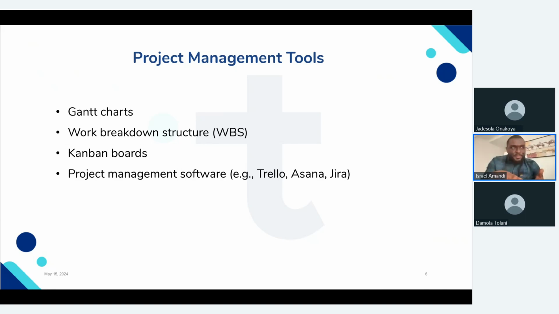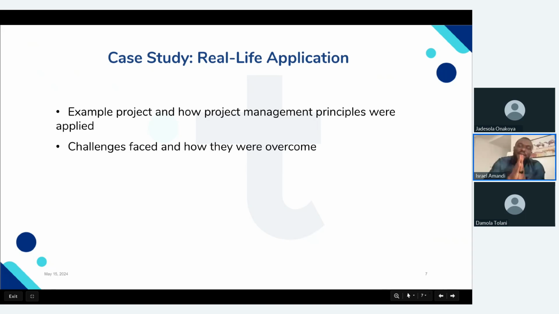beyond just the goal of the overall project, saying, okay, I want to deliver a mobile application. Okay, you want to deliver a mobile application, what tools can we actually use to ensure that this meets exactly what is expected and needed? All right. That being said, that would take us over to a case study for real life application.